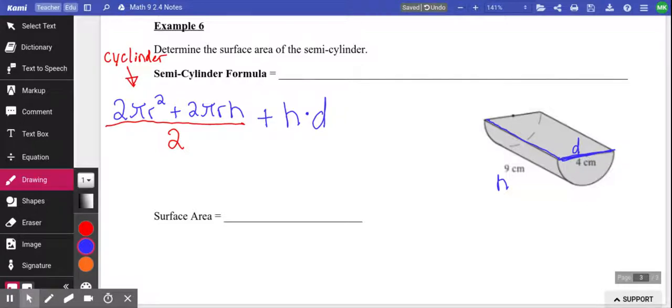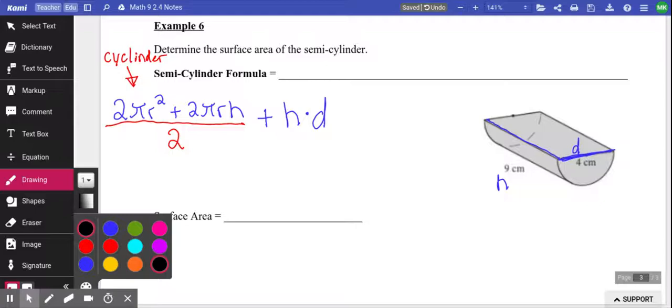The cool part about this is if you did it like that and you went slow and you figured it out, that works. The good part about math is if you're dividing something by 2, if there's a 2 in everything that you're dividing, then they can all cancel out, giving us our actual final formula of pi r squared plus pi r h plus h times d. That would be our official final formula for a semi-cylinder.